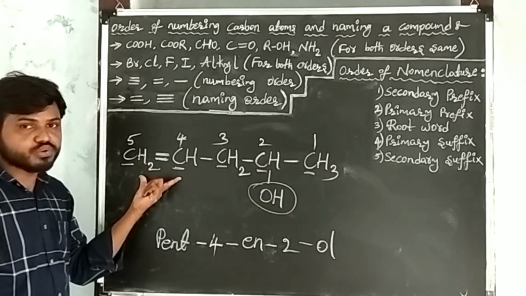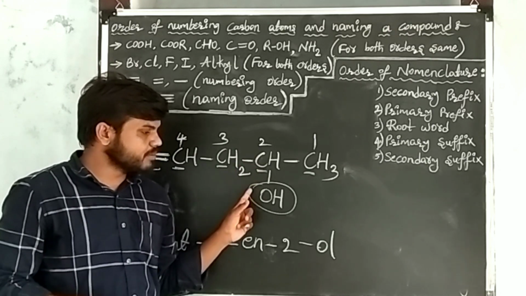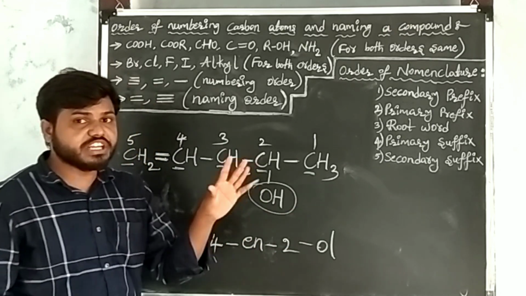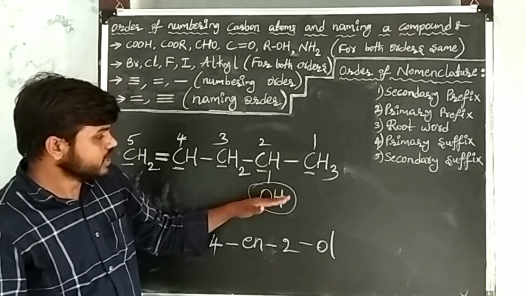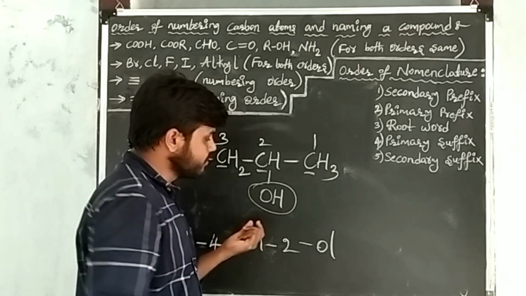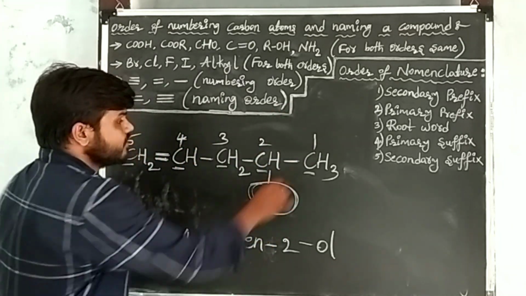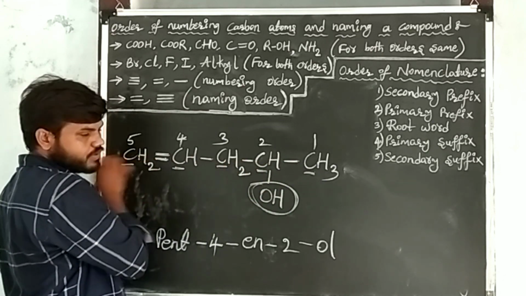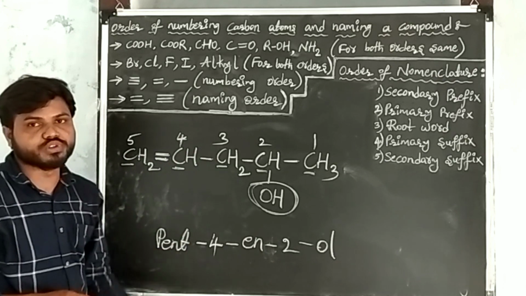Between these two carbons there is one double bond, and the remaining bonds are all single bonds. At this carbon there is one alcohol. When you give numbers to each carbon atom, this alcohol should get the least number. That's why I started from the right side: first carbon, second carbon, third, fourth, fifth. The alcohol position is the 2nd carbon and the double bond position is the 4th carbon.